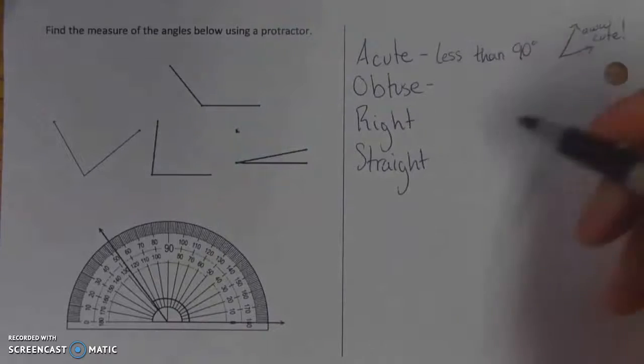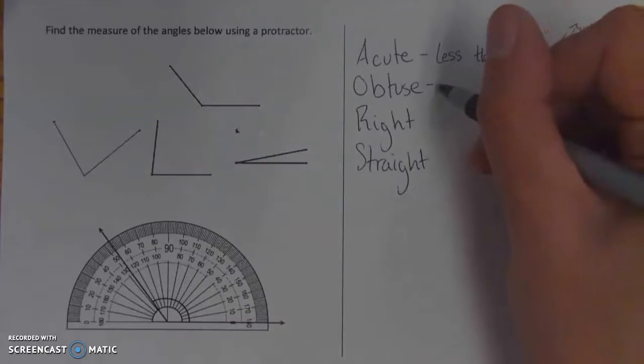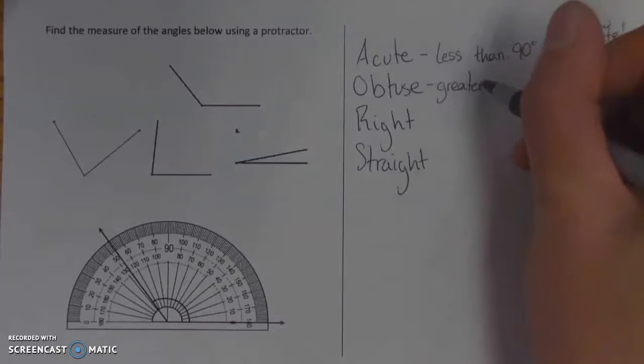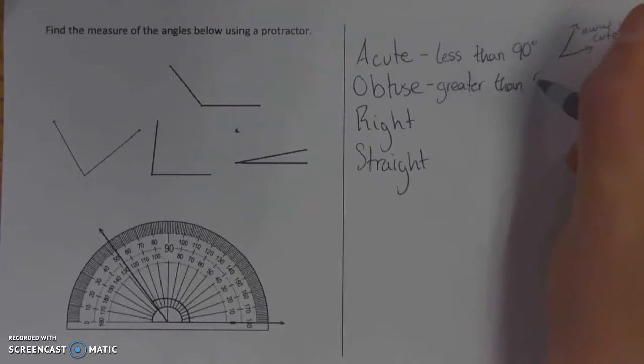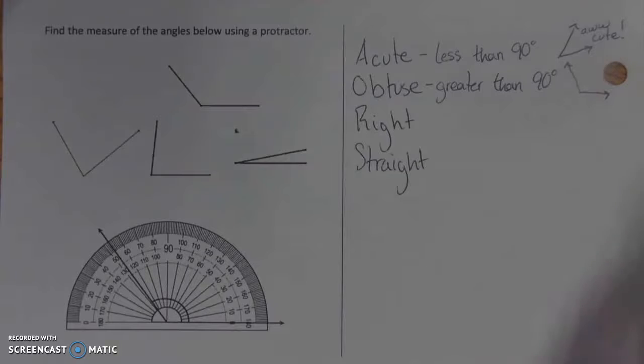So for our next one, when we're talking about obtuse angles, they're not going to be less than 90, they're going to be greater than 90. And I like to remember this as obese and obtuse have like that same root word, so they're both big things, right? It's bigger than 90, it's going to be a wide opening.